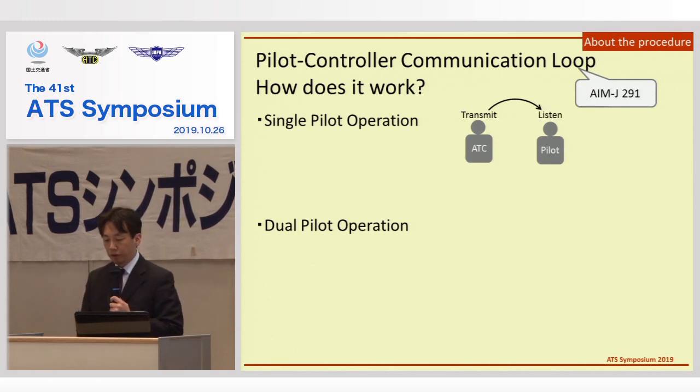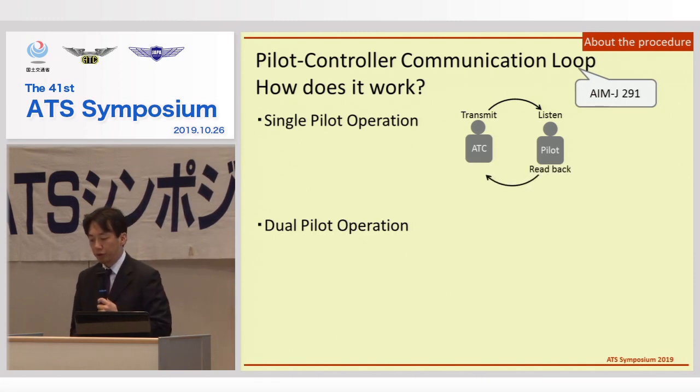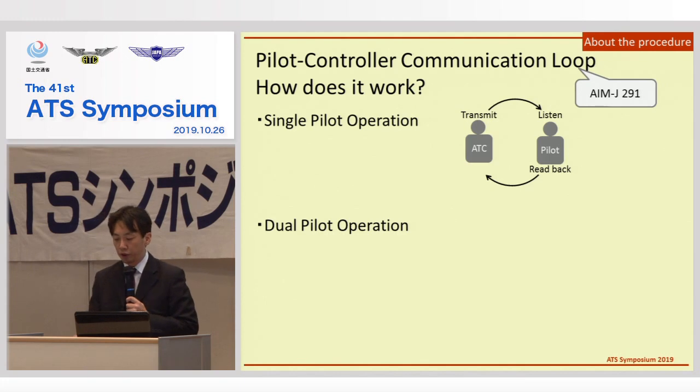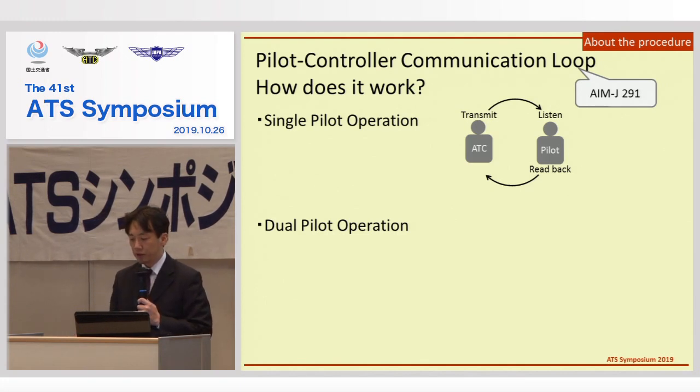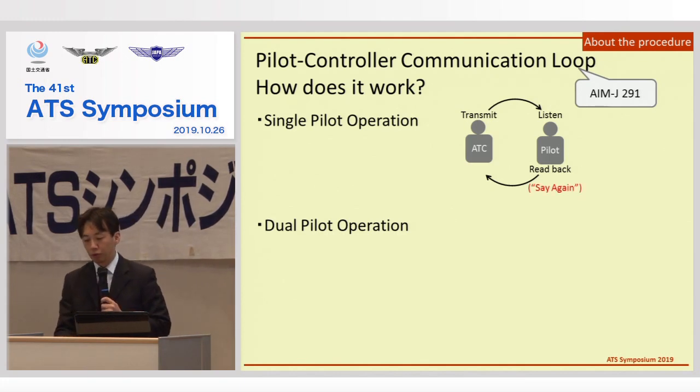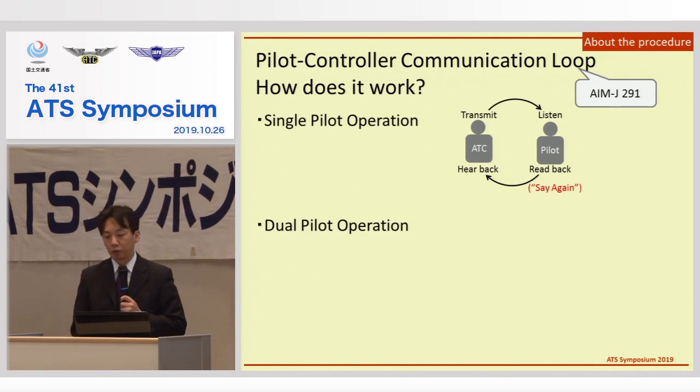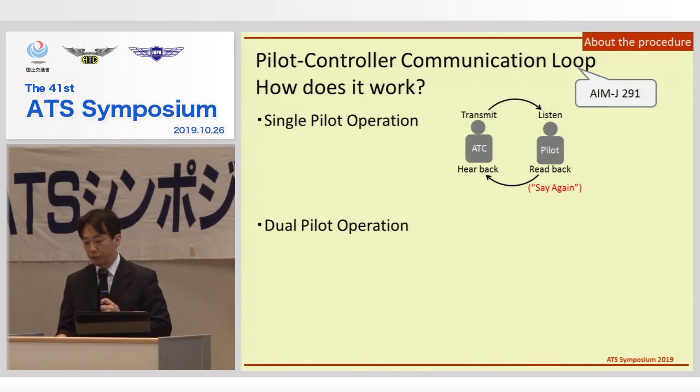The pilot listens to the instruction and reads back what he understood, or if he or she did not understand any part of it, just says, "Say again," to the controller. The controller hears back what the pilot has read back. This hear back by the controller is a very important part of this loop.